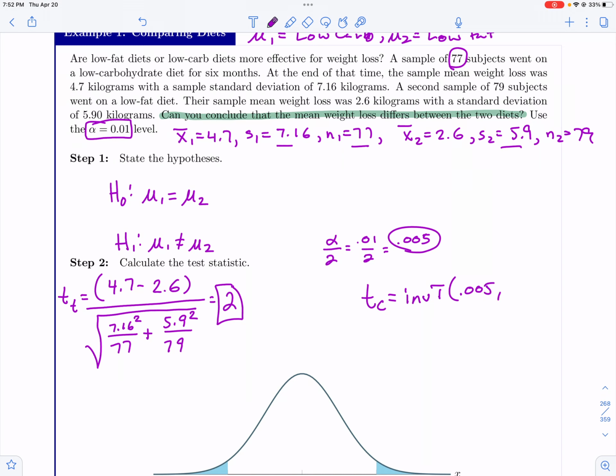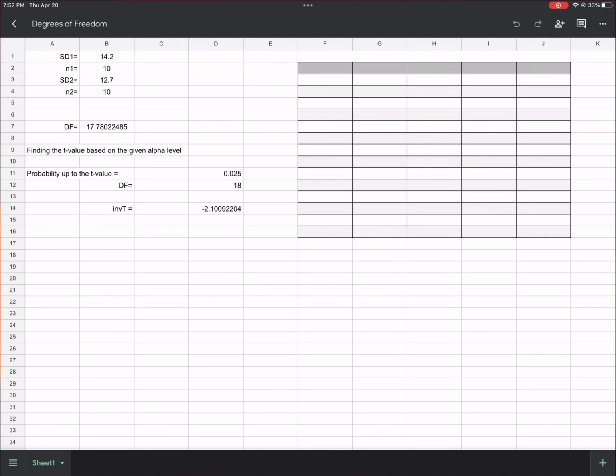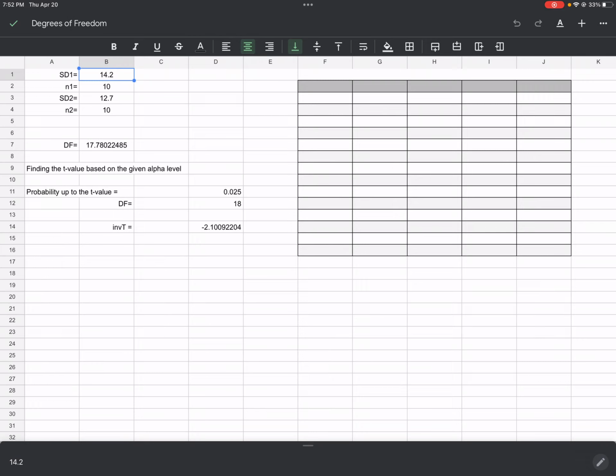So again, this is the most complicated part of this, but because of the little Google Sheet, it should make life a little bit easier. What we need to remember is our S1, our S2, our N1, and our N2. So let me go to the Google Sheet here. We're going to type these into that top part where it's SD1, N1, SD2, N2. So let's go ahead and edit this.